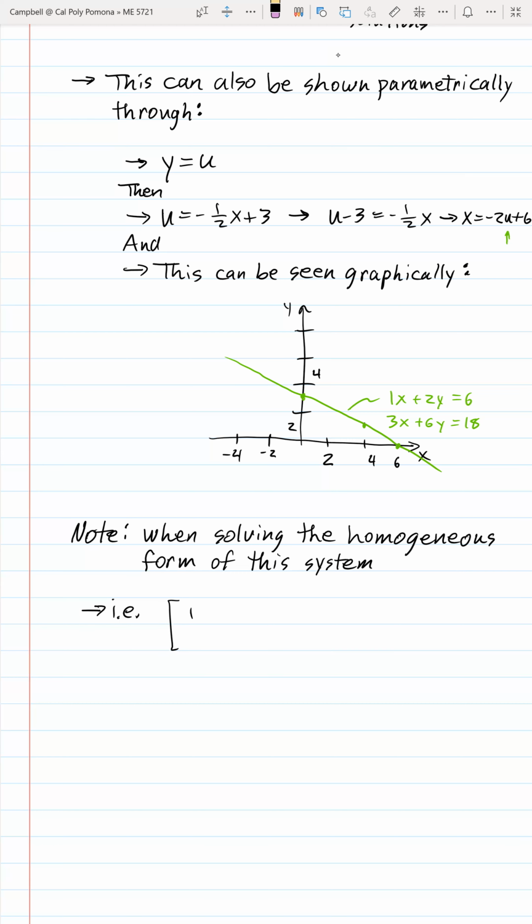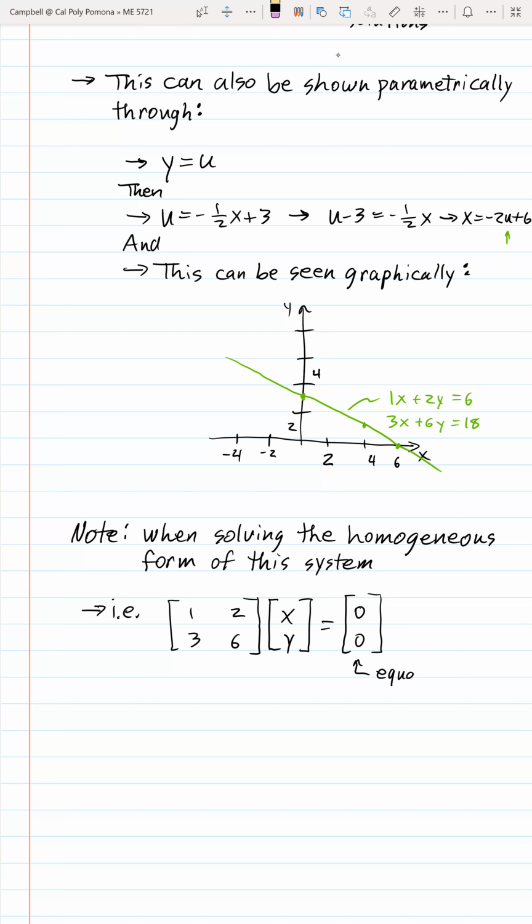So here we have 1, 2, and we'll just stay with the most recent version, 3 and 6. I'm just going to stay with the matrix form. I'll go to an augmented matrix here in just a second. The matrix times the vector x, y, and then we have our homogeneous form, 0 and 0. So there will always be a solution. We can never be inconsistent when we're dealing with the homogeneous form of the system of linear equations.